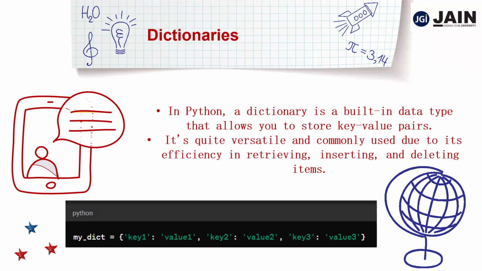Dictionaries. In Python, a dictionary is a built-in data type that allows you to store key-value pairs. It's quite versatile and commonly used due to its efficiency in retrieving, inserting, and deleting items. Example, my dict equal to in curly brackets, key 1 colon value 1, key 2 colon value 2, key 3 colon value 3.